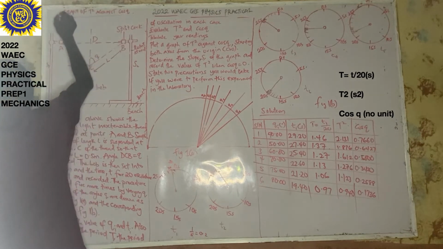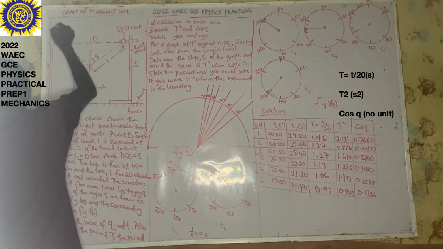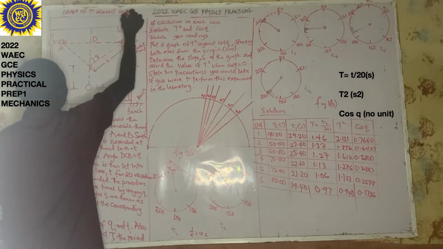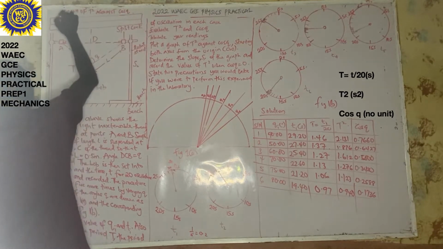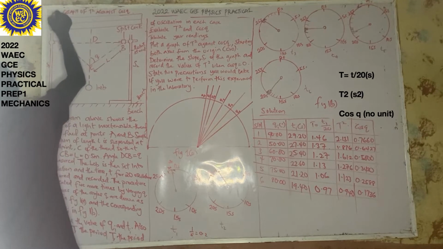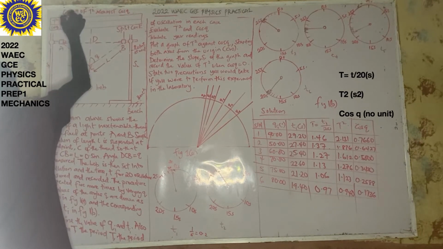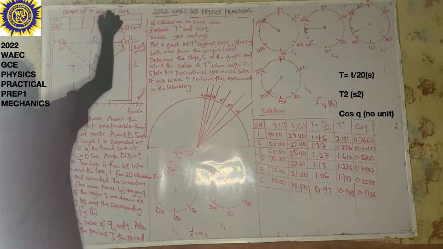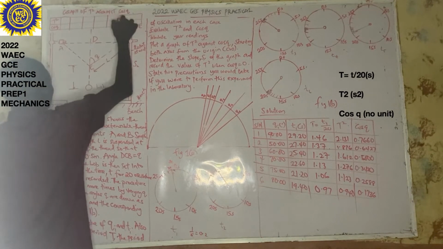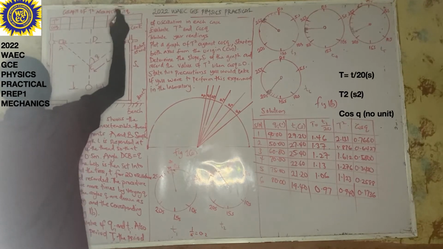So now I'm trying to summarize my table of values for easy recognition and for me to be able to plot it. Now, look at this one. You have to plot the graph of t squared against cos q. So I'm having 6 values: 1, 2, 3, 4, 5, 6.